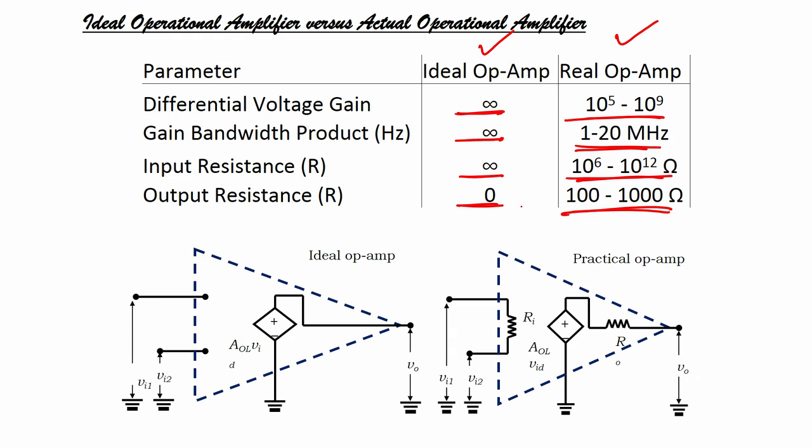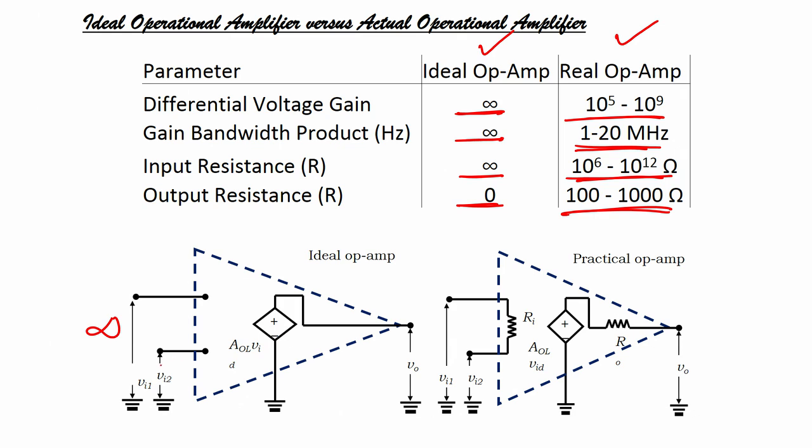Now, if you see the equivalent circuit, it is very easy to draw. This is AOL times VID, forget about that. This is your open loop gain times the differential input voltage, VI1 minus VI2. Now, you see there is no connection, because of infinite input impedance.